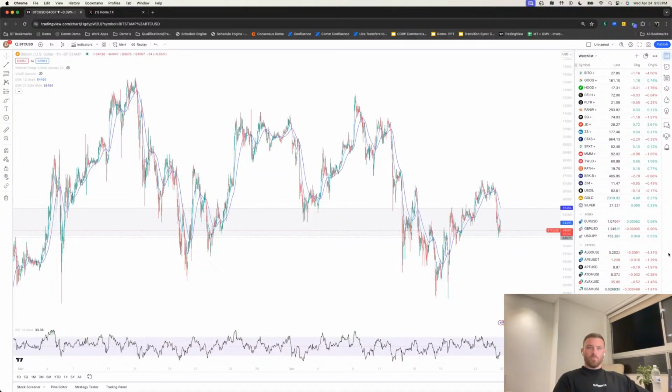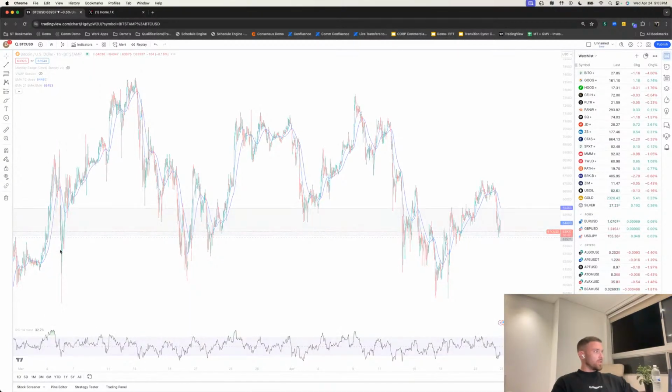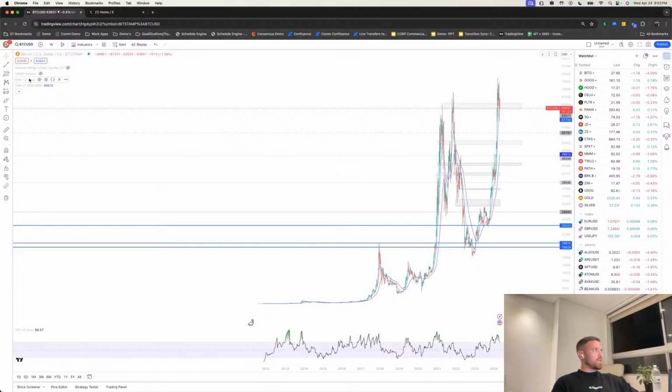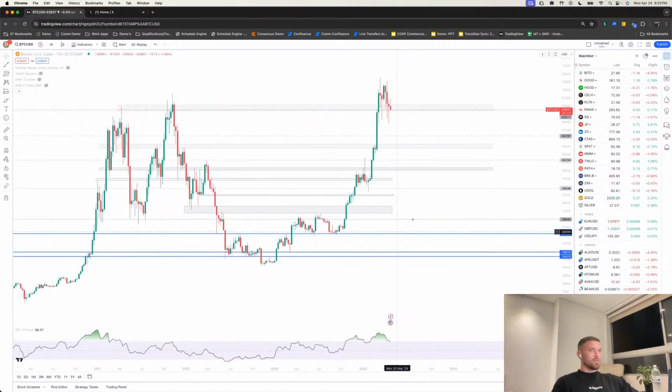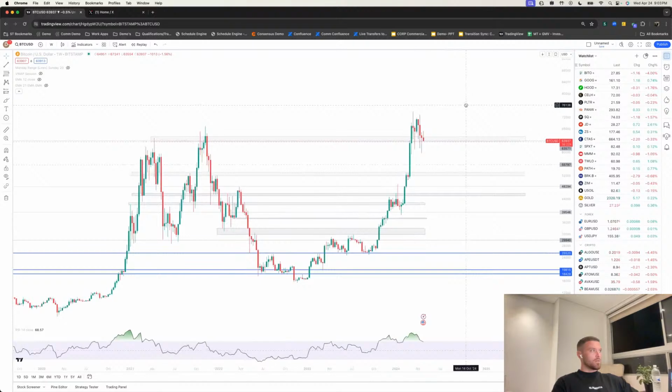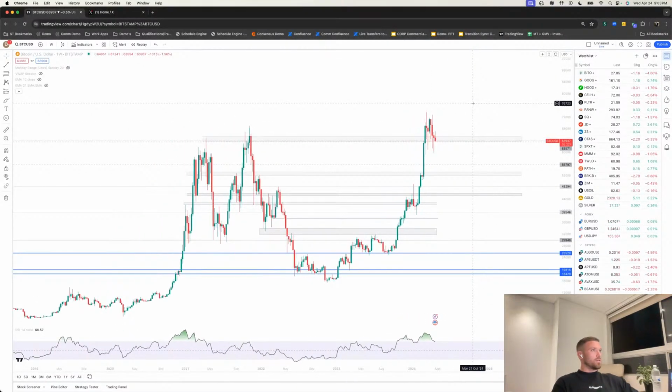So, first and foremost, start off with good old Bitcoin here. Let's go ahead and peep this weekly chart. We got the Fed meeting coming up next week. Always starting off on the high time frame here. What do we look for? Look for areas of common interest, right? What happens at certain levels?